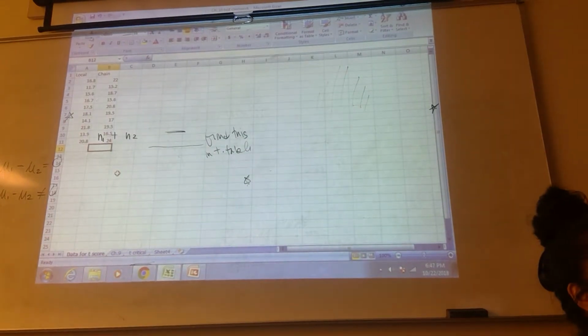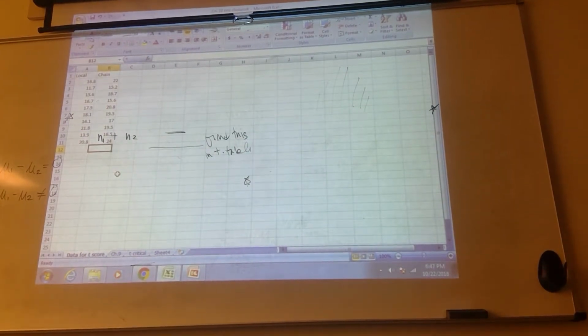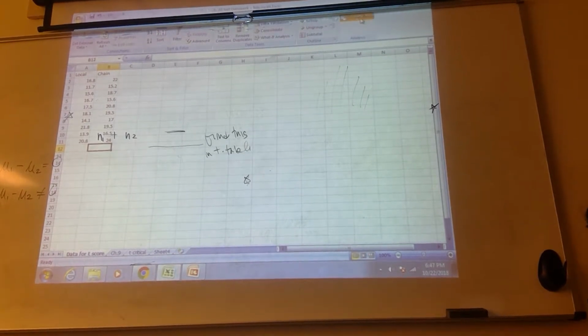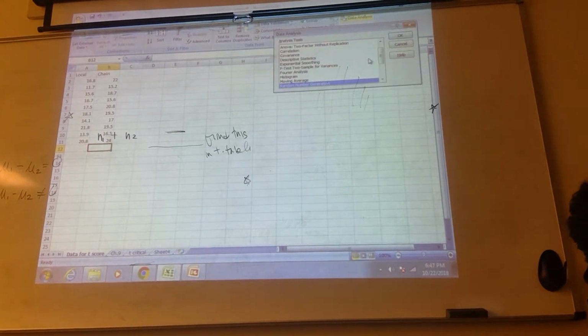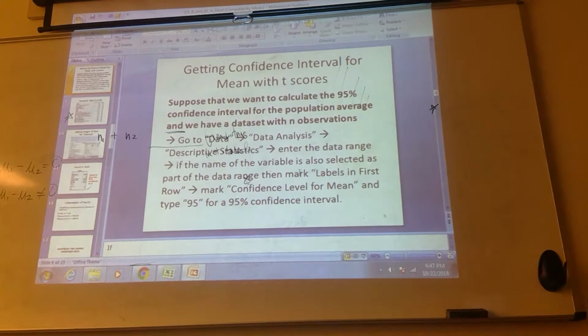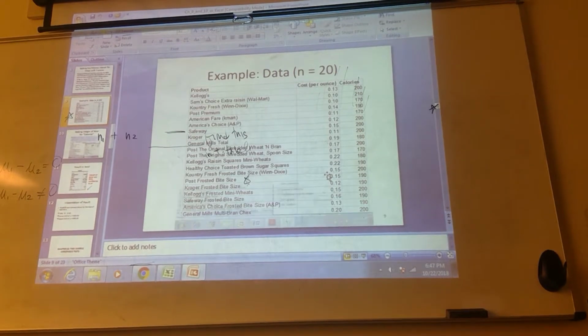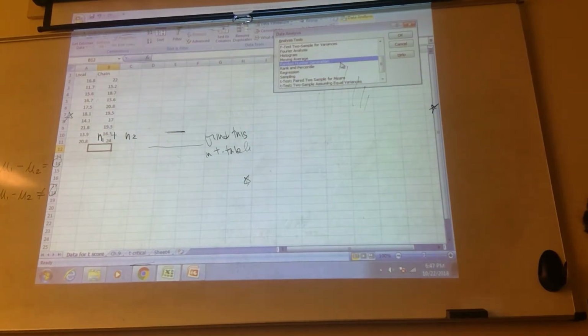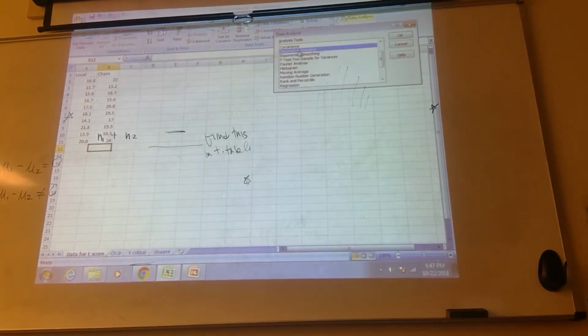What we're going to do now is have the data analysis do a ton of stuff for us. So we're going to go to data, go to data analysis. T-test, assuming equal variances? Actually, I don't remember. What are we doing? Sample data, interval, cost per calories, descriptive statistics. Forget I said that. Descriptive statistics. We will get to the t-test, but let's start from the beginning.